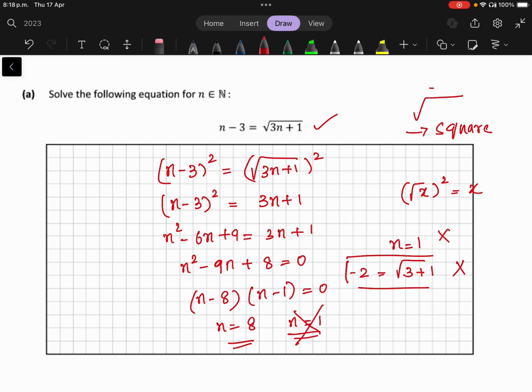So you have to write here, don't strike it off, but write n is equal to 1 is not a solution because the equation doesn't satisfy. Okay, you have to write that because only if you write it, you will get the final mark. Otherwise, you will get only partial credit.